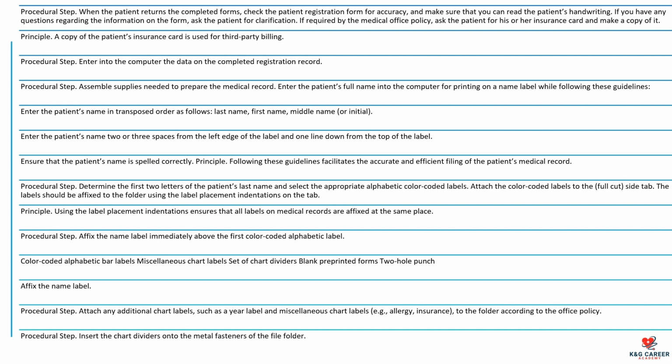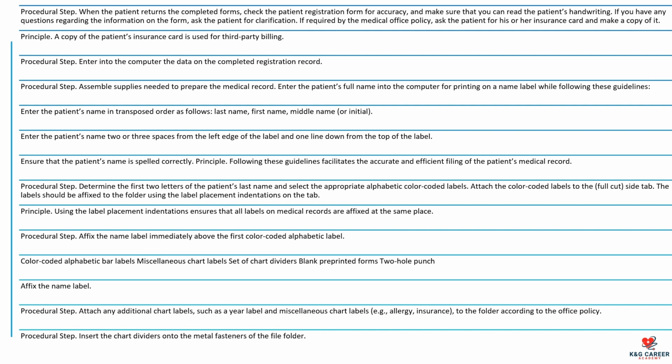Procedural step. Enter into the computer the data on the completed registration record. Enter the patient's name in transposed order as follows: last name, first name, middle name or initial. Enter the patient's name 2 or 3 spaces from the left edge of the label and 1 line down from the top of the label. Ensure that the patient's name is spelled correctly. Principle. Following these guidelines facilitates the accurate and efficient filing of the patient's medical record.